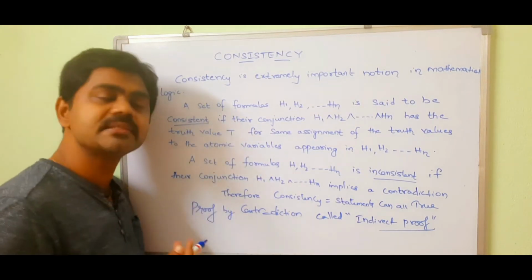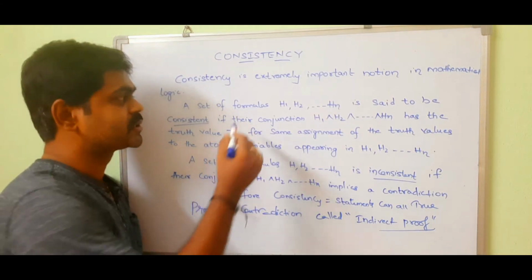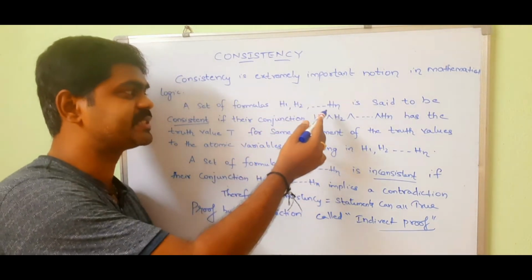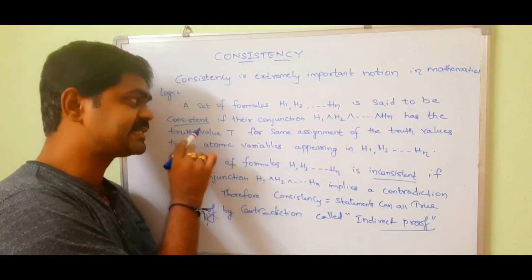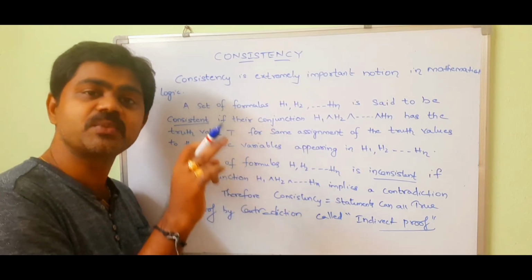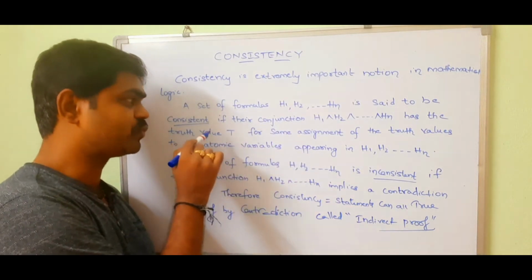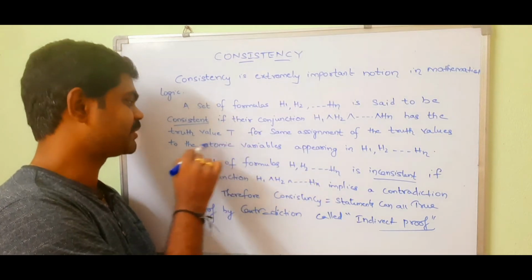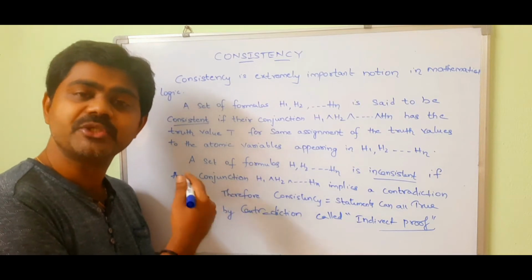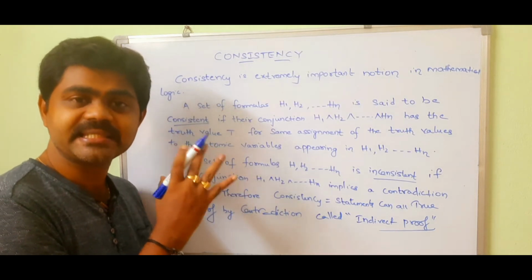A set of formulas, for example, if I have a set of formulas like H1, H2, H3, and so on up to Hn, is said to be consistent if their conjunction, H1 and H2 and H3, and so on up to Hn, has the truth value T for the same assignment of truth values to the atomic variables appearing in H1, H2, Hn. Okay, so it should yield true values for all the statements. So that is what we call consistency.